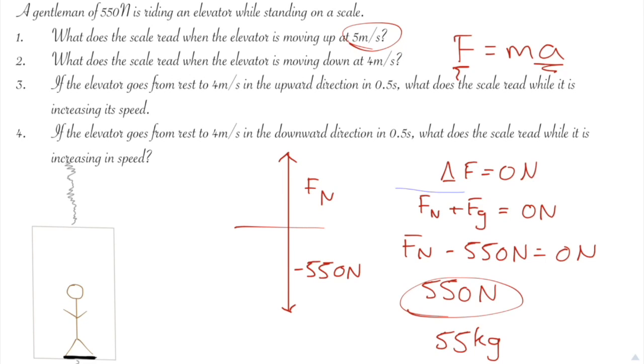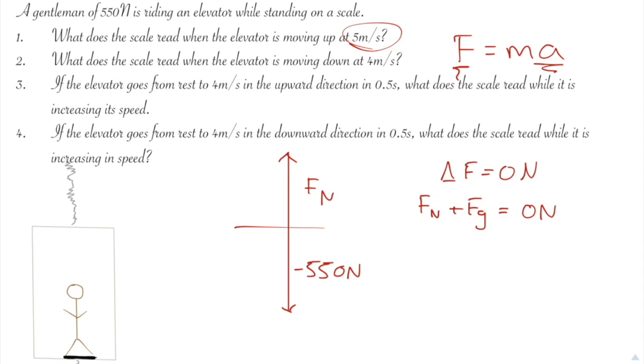The next question asks very similarly, what does the scale read when the elevator is moving down at 4 meters per second? So don't be tricked by the change in direction. Either moving up or moving down, they're both moving at a constant velocity, which again means that our net force is equal to 0. The components are still the same, and the gravity didn't change, and so that means that our normal force is also equal to 550 newtons, so the scale reads 550 newtons, or 55 kilograms.